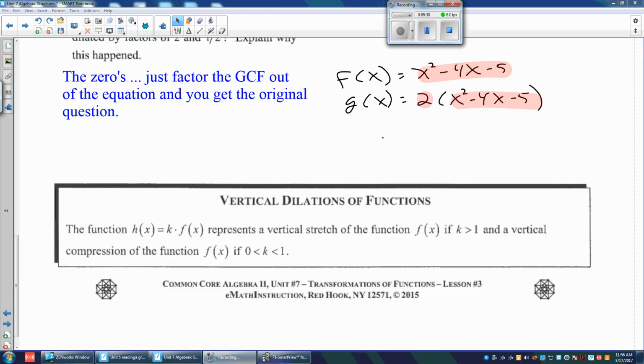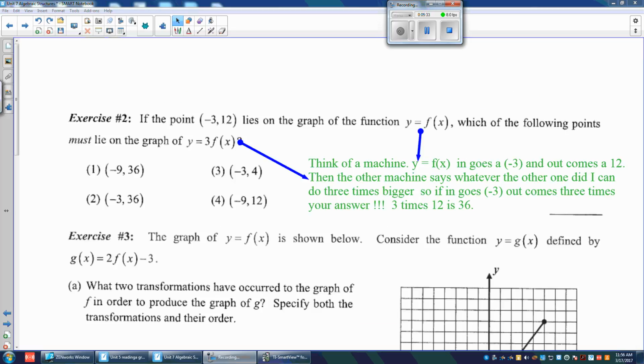So the vertical dilations of the function are exactly what I told you earlier. Let's take a look at the next page now. Okay, so we have a point (-3, 12), and it lies on the graph of the function y equals f of x. What happens if we take f of x and multiply it by 3? Think of a machine, the function machine y equals f of x. In goes a negative 3, out comes a 12.